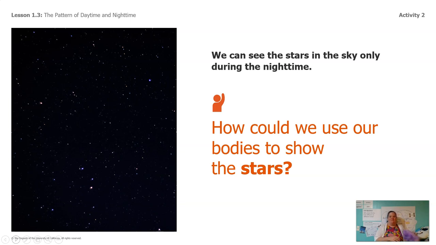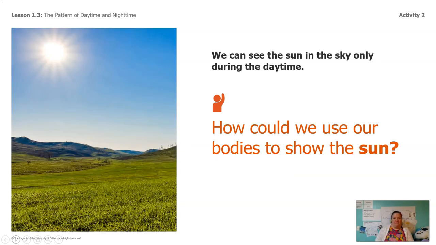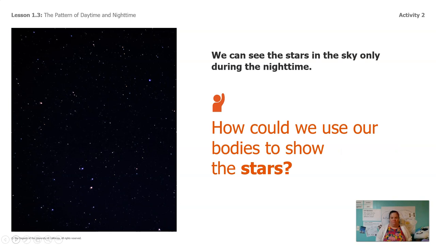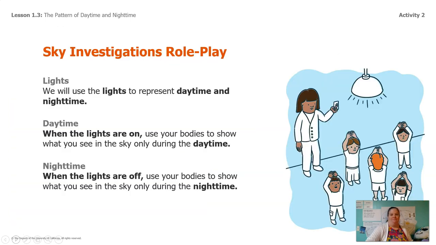Well, Lavender and I finally decided on how we could use our bodies to show stars: we go like this with our hands. So each hand is kind of like a star. Okay? Can you guys do these with me? Let's make a sun. Sun. And let's make stars. Stars. All right, so you guys ready? We're gonna practice and Lavender's gonna help. You ready? Here we go.